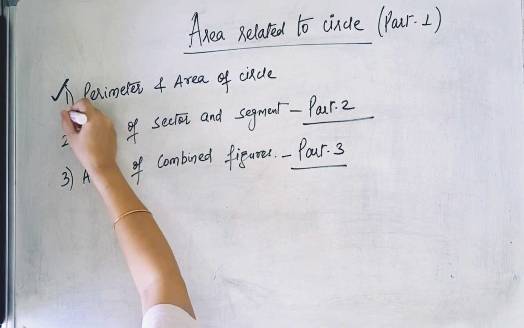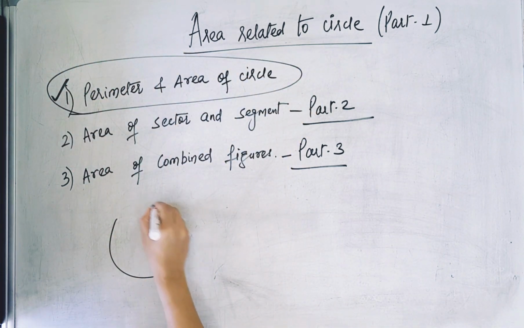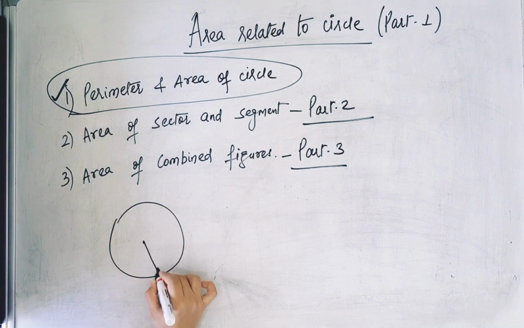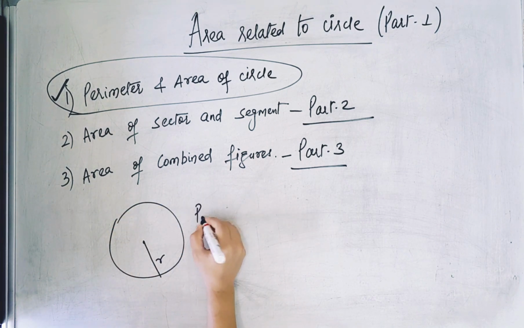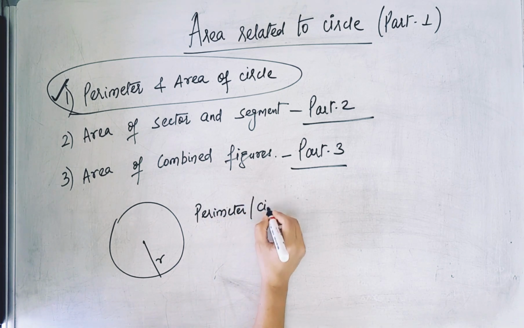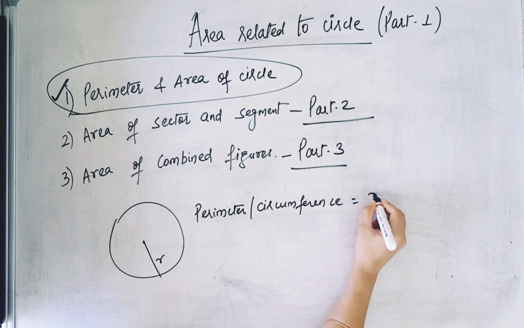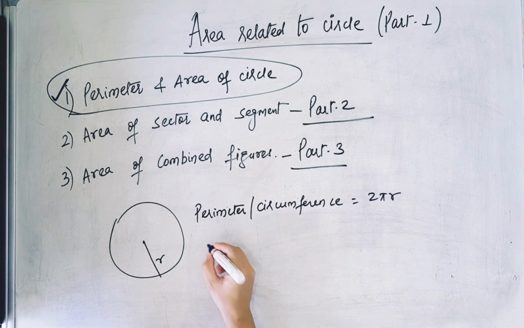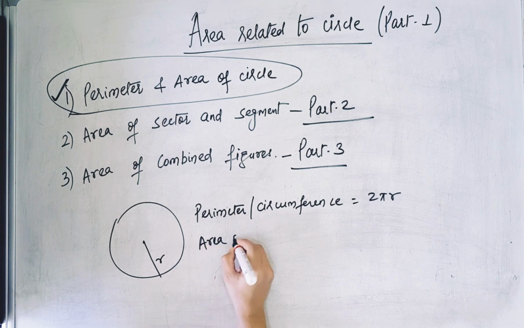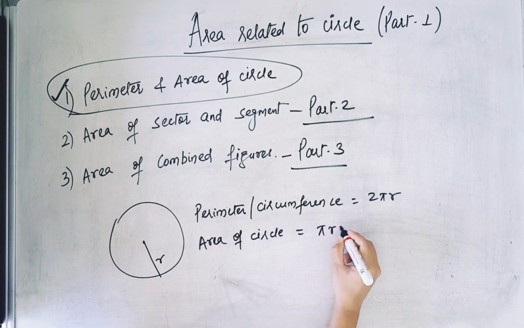Now see, when we talk about this perimeter and area of a circle, this is a circle given with radius r. So its perimeter, or we can say its circumference, is equal to 2 pi r. And area of a circle is equal to pi r square.